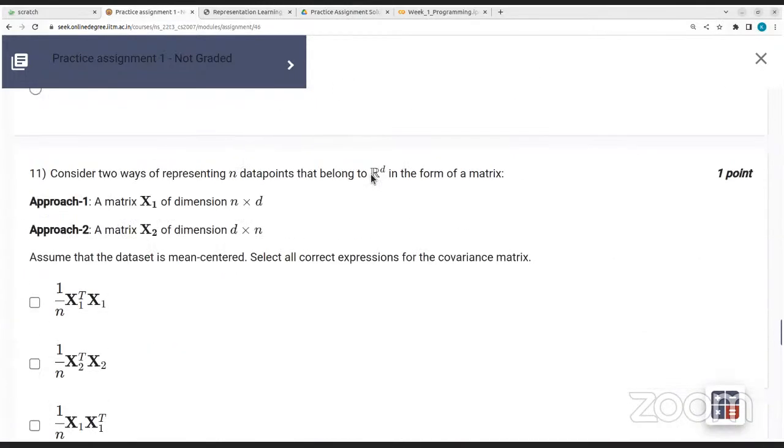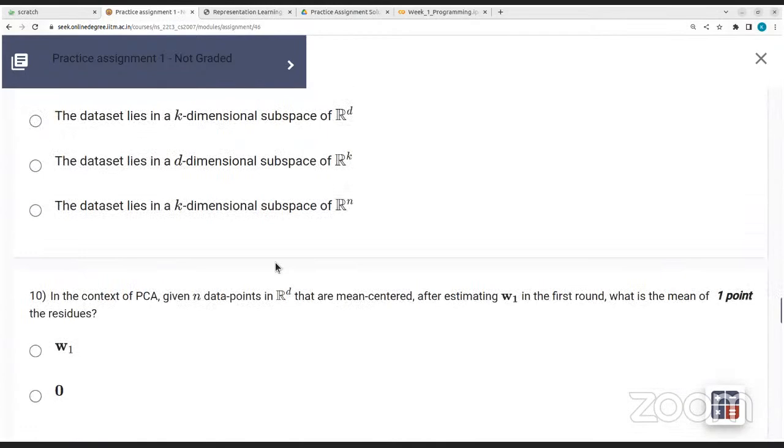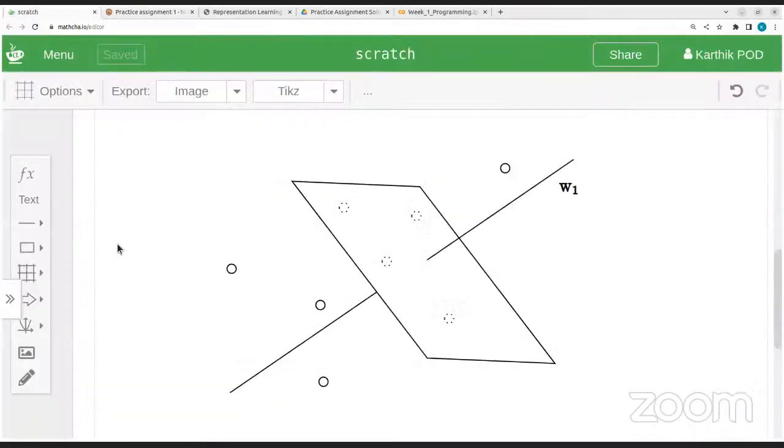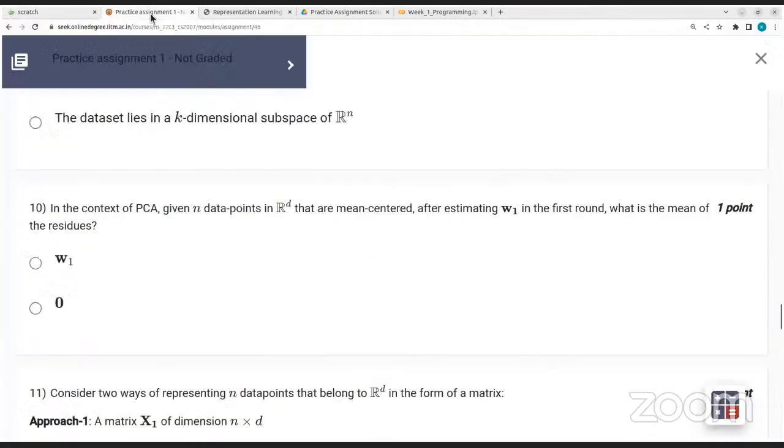So the 10th question, right, Kumar, you are talking about? The mean of the residues. Suppose that after estimating the W1 of the first round, what is the mean of the residues? Physically, what does it mean, geometrically or logically?